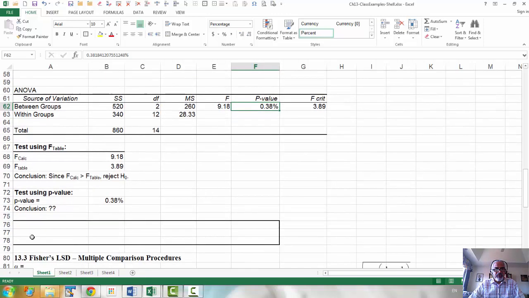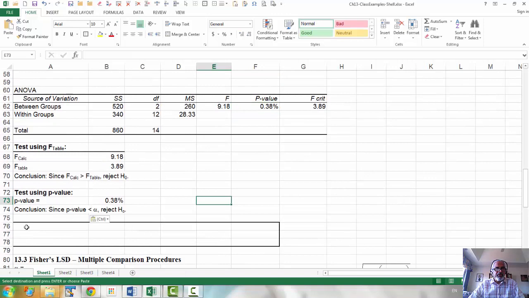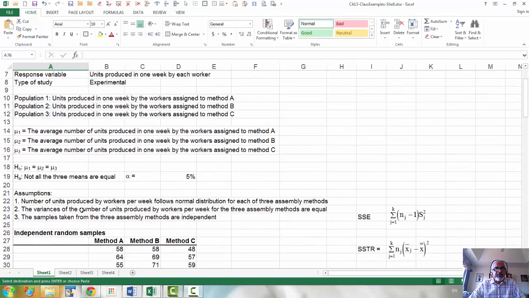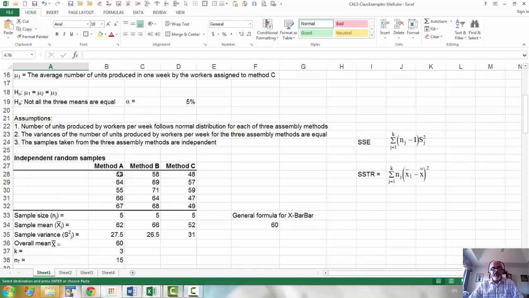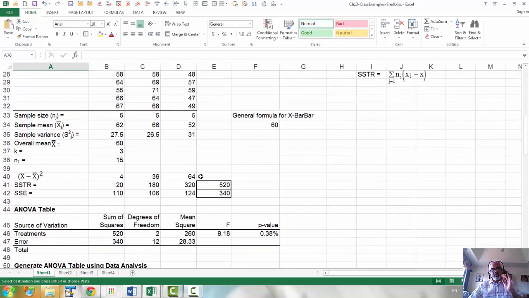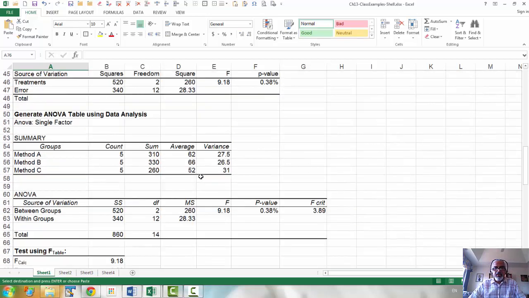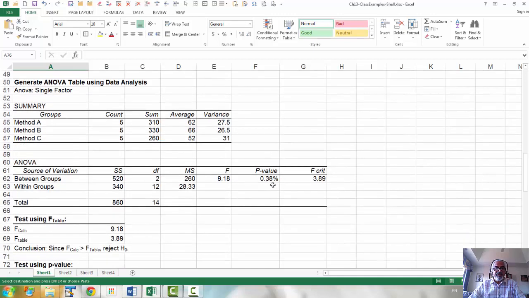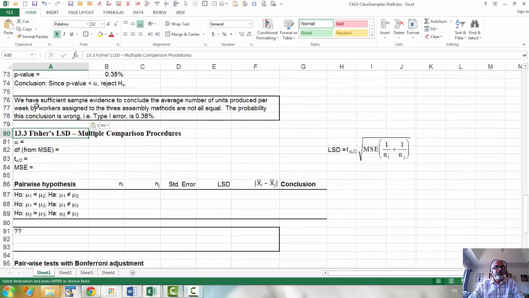And then we have to do an interpretation. Now we need to interpret, that is, we do have sufficient sample evidence to conclude that the production per week for the 3 different methods are not all the same. And the probability that that conclusion is wrong, which is the probability of type 1 error, is 0.38%. So here is the interpretation for the results.